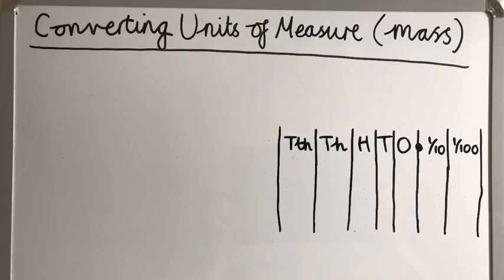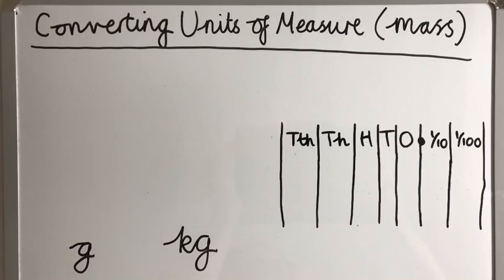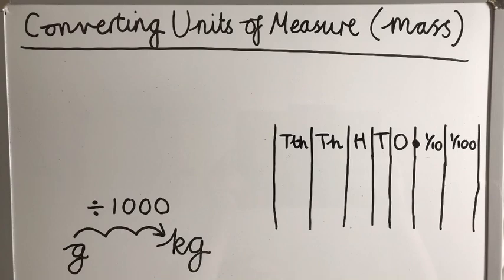Now I'm going to move on to converting units of measurement to do with mass. Here I have grams. That is my first unit of measurement. And I have kilograms. Those are the two that I'm going to show you today. There's also tons, but that's not in the Year 5 curriculum. You'll be doing that in Year 6.